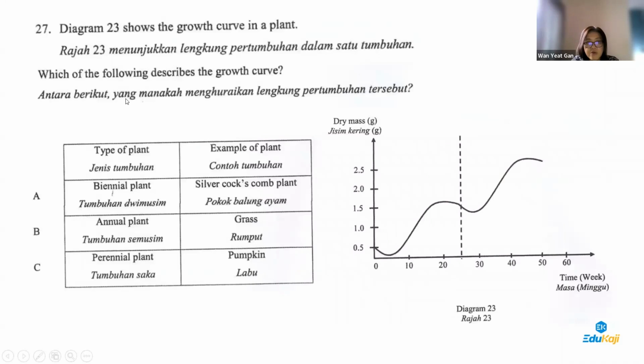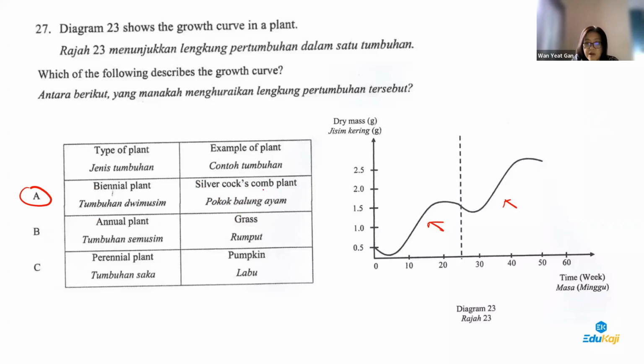Diagram shows a growth curve in a plant. Which of the following describe the growth curve? So if we look at the growth curve, there is a double sigmoid curve. So this is a typical growth curve of a biennial plant. A biennial plant is a plant that takes 2 years to complete its life cycle.